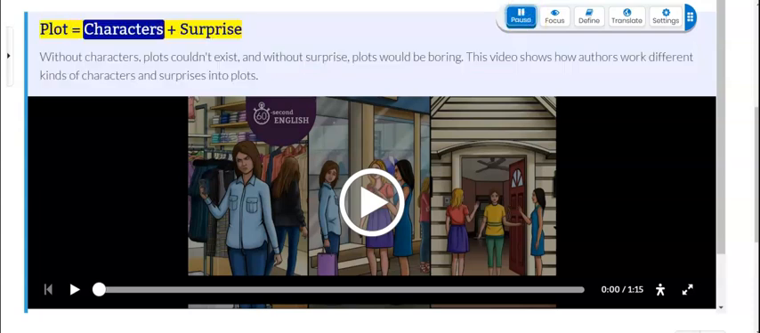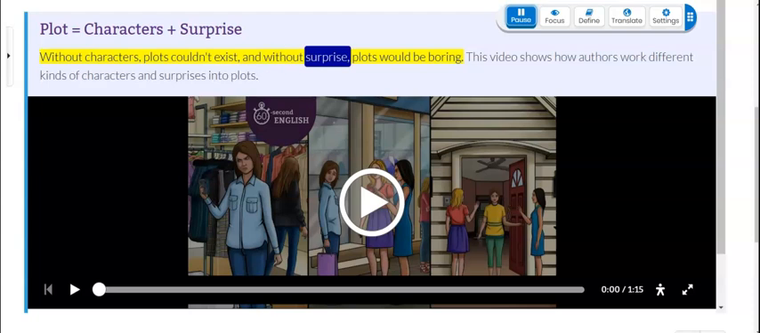Plot equals characters plus surprise. Without characters, plots couldn't exist, and without surprise, plots would be boring. This video shows how authors work different kinds of characters and surprises into plots.